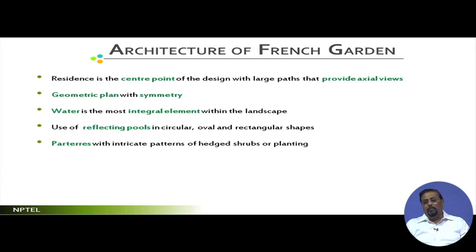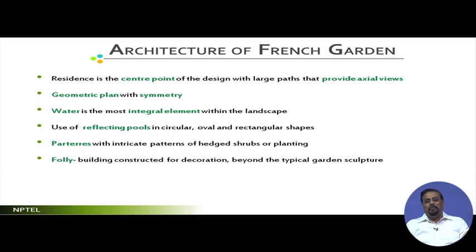The pathways have been created as different rectilinear zones with intricate patterns, with hedges, shrubs and also flower beds. This pathway is one of the very strong, distinctive elements of this particular landscape.